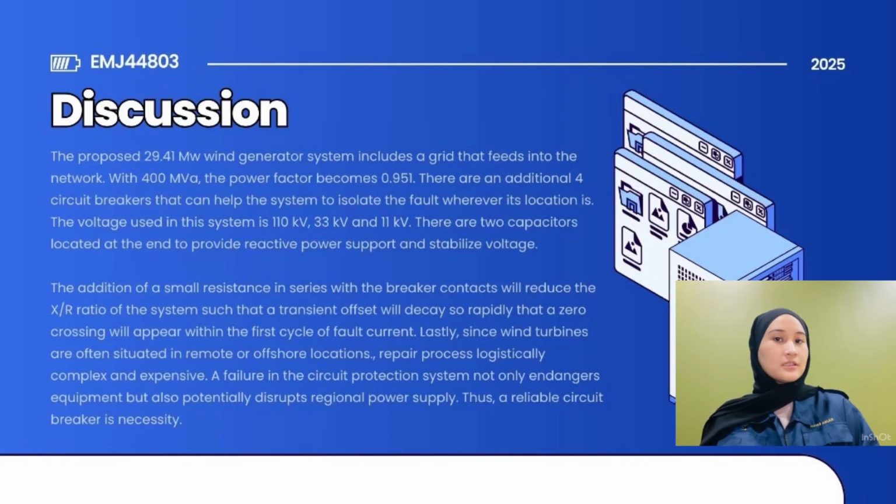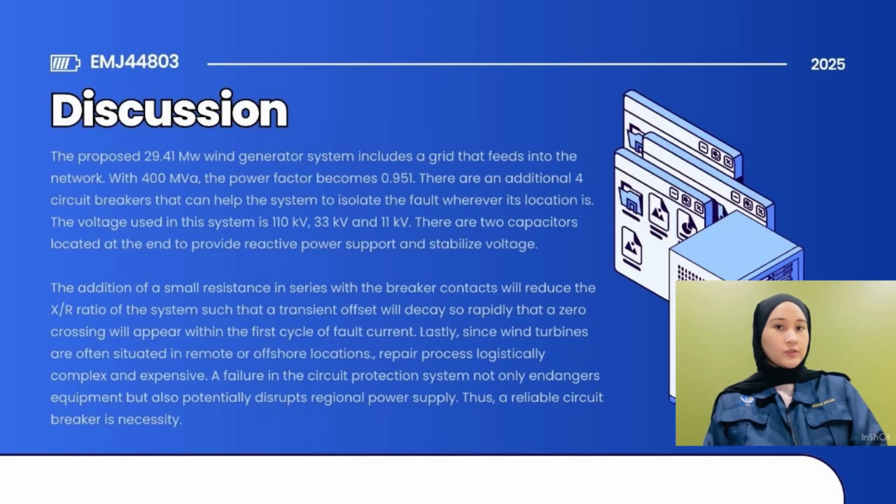There are 2 capacitors located at the end of the circuit to provide reactive power support and stabilize voltage during normal operating conditions. Multiple cables are used to connect the buses. When a fault occurs at bus 4, the voltage becomes 0 kV, and this is expected at the fault point. The circuit breaker disconnected the fault at bus 4 from the rest of the healthy system.